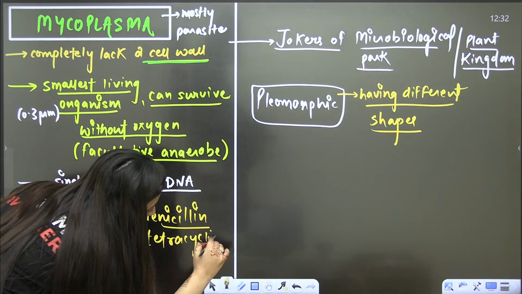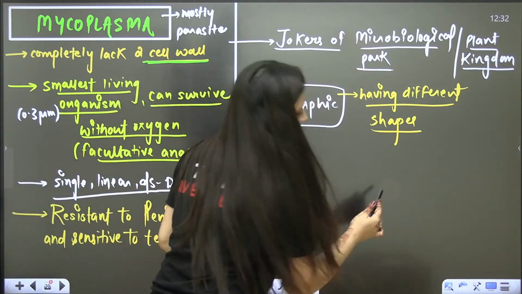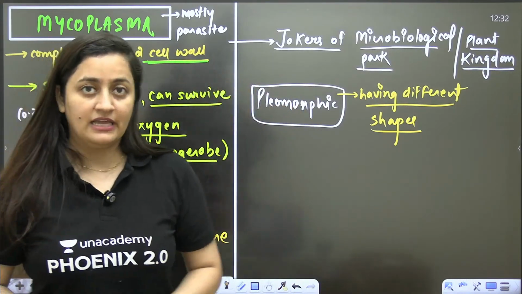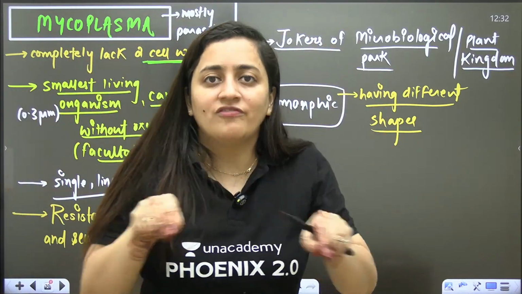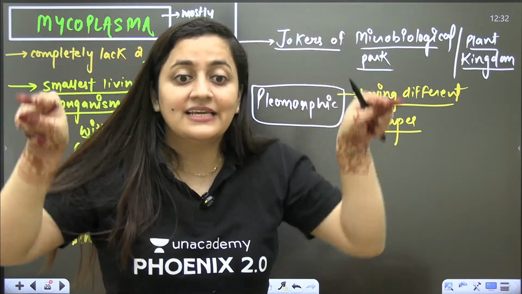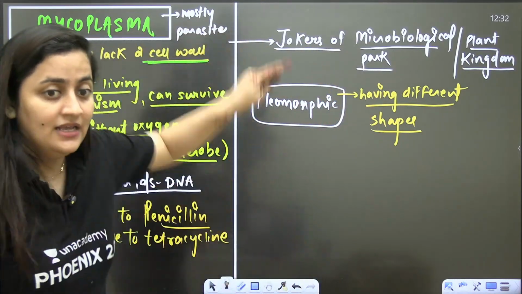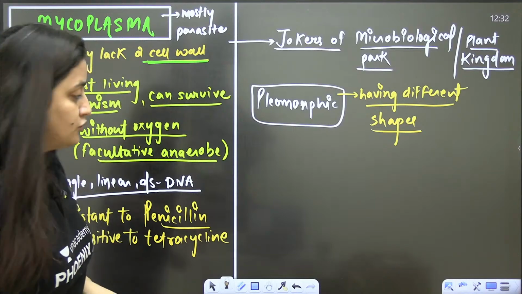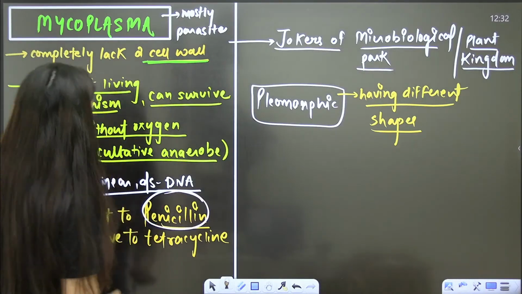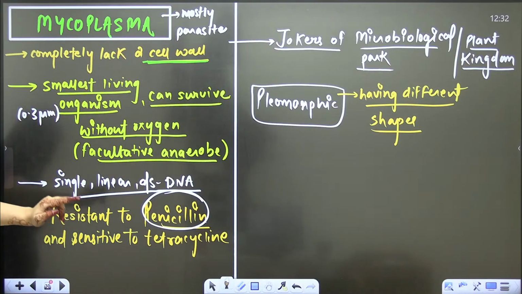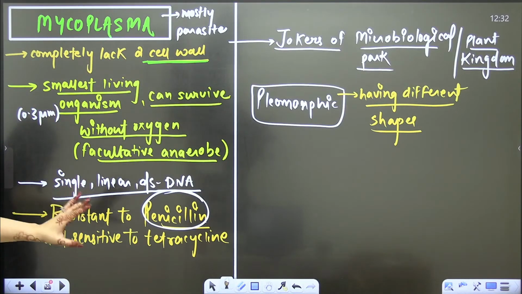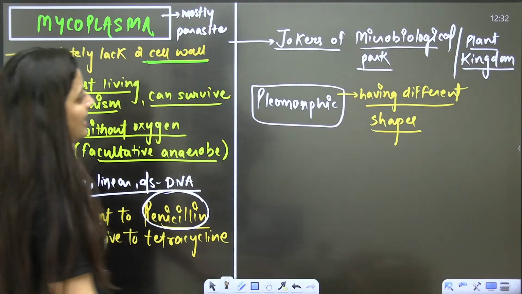See, you know that there are antibiotics. Whenever we get an infection, there are different types of antibiotics that we can take. If there is any antibiotic that acts on the cell wall of bacteria, that is not going to kill mycoplasma. Penicillin acts on the cell wall, and mycoplasma doesn't have a cell wall. So penicillin cannot kill mycoplasma, but tetracycline can. Is that clear? It is parasitic to animals as well as to plants.